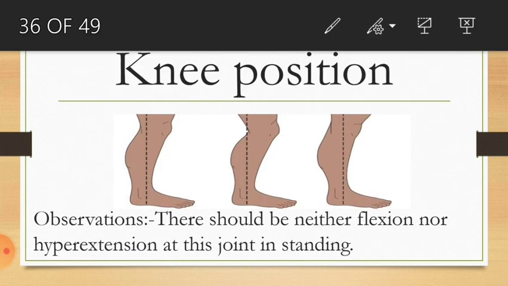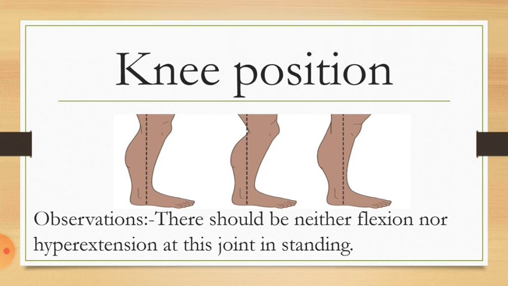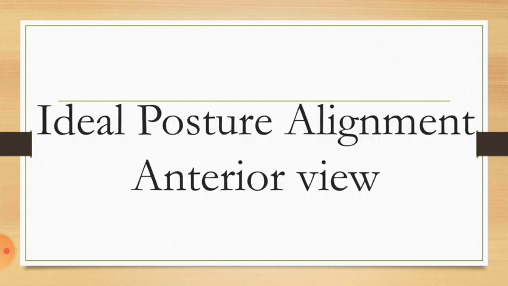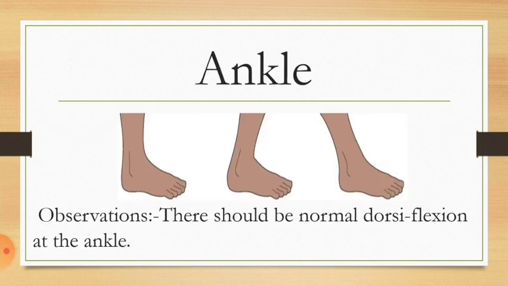Next, knee position. A line of gravity passes anterior to knee joint. Observe there should be neither flexion nor a hyperextension at this joint in standing. Ankle. The line of gravity passes anterior to ankle joint. Observe there should be normal dorsiflexion at the ankle. First picture shows a normal, second picture shows increased dorsiflexion, and third picture shows decreased dorsiflexion.